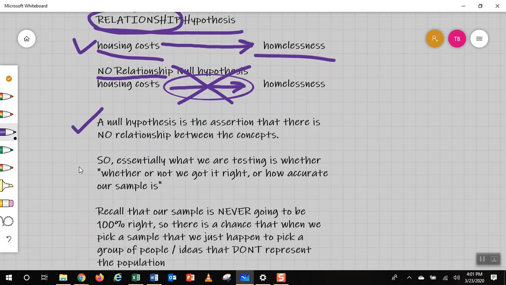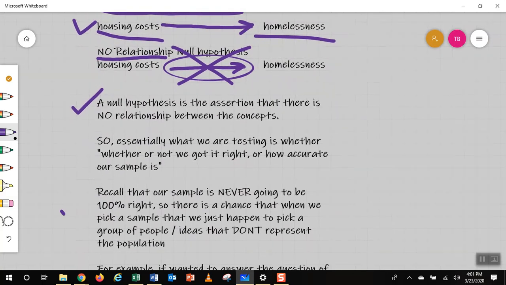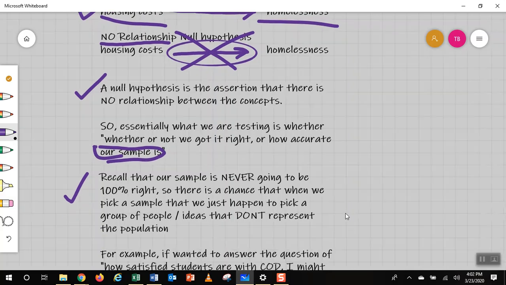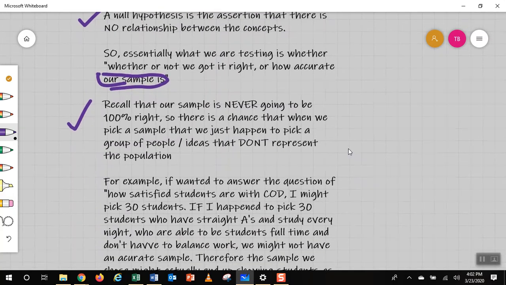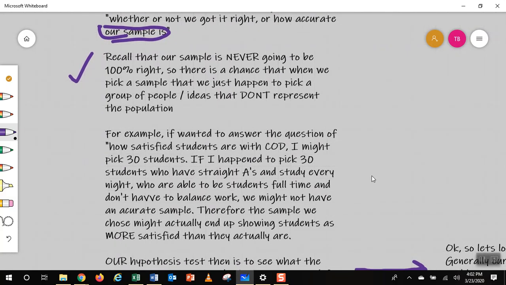Now this is referring to down here. If you recall, our sample is never going to be 100% right. We're never going to be able to ask everybody what they think about something, so we're always guessing. Because we're choosing a sample, we never know whether this is going to be accurate. There's always a chance that we happen to choose students that were not the most representative, even though it was random.